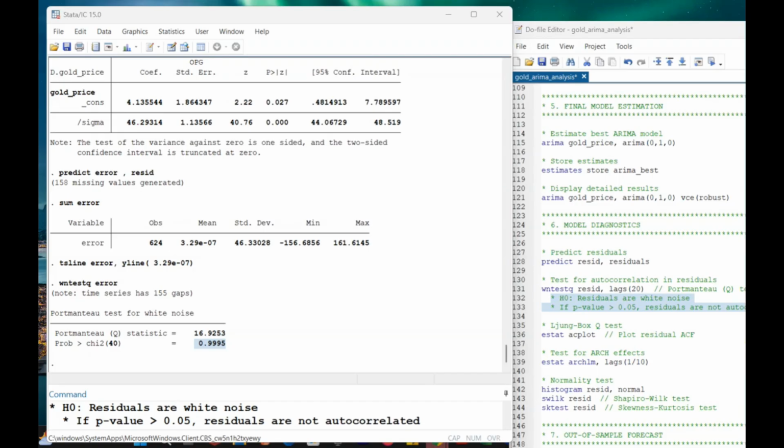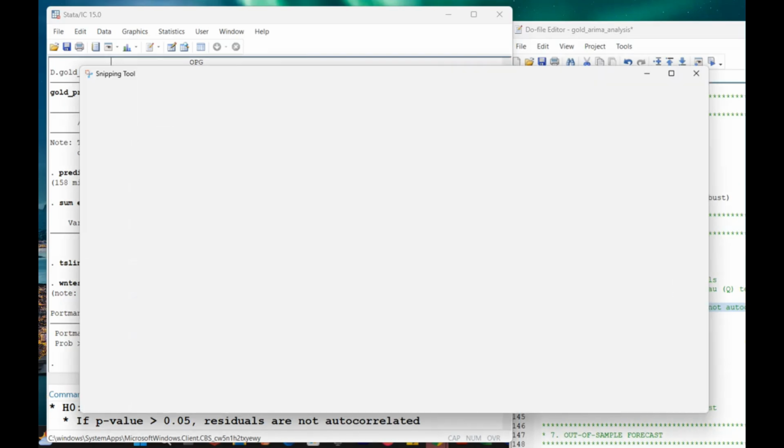How many observations do you want to forecast? It's 3 months. How many days in 3 months? 90. Okay, and can we check whether our data has five observations per week?